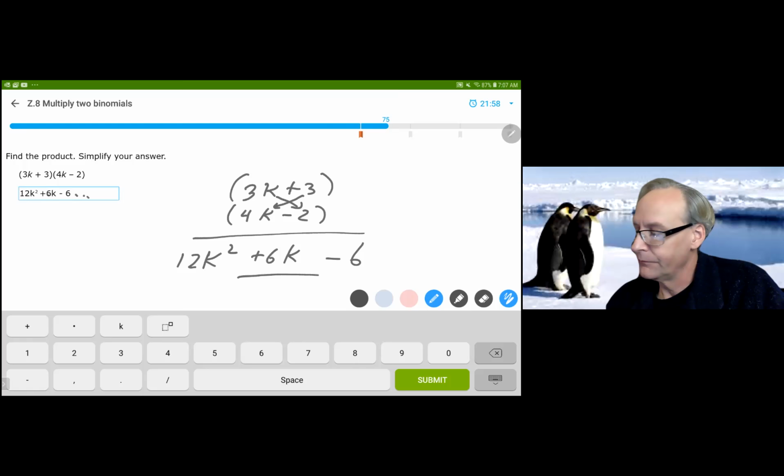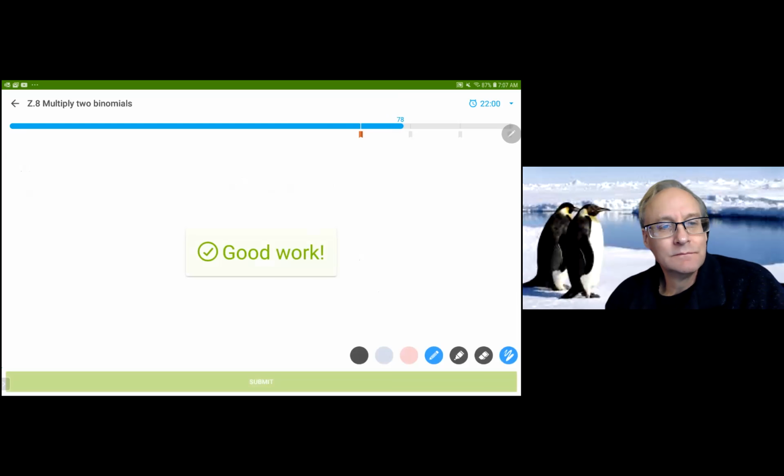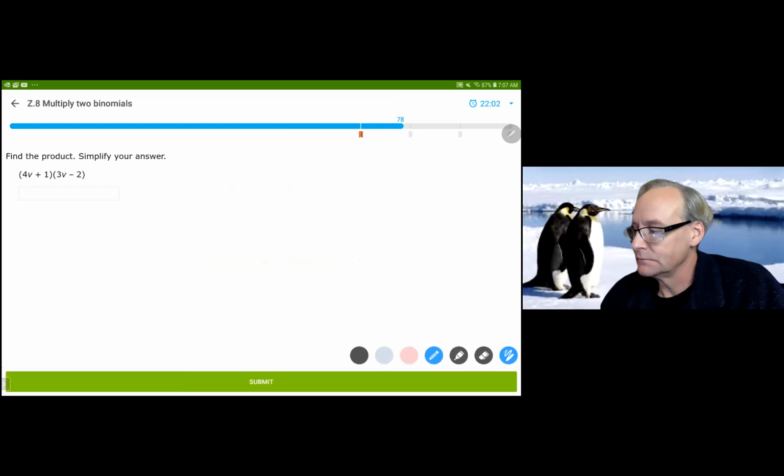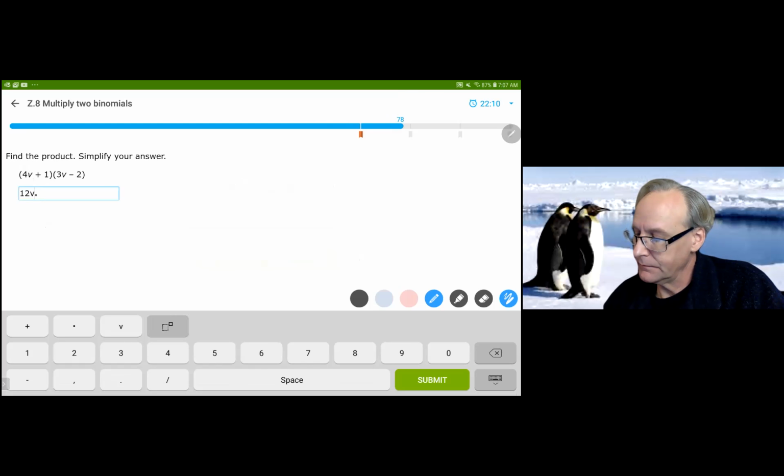There we go. Okay. Can you do it yourself? I'll bet you can. 4v times 3v is 12v squared. Now my middle term, 3v minus 8v is minus 5v. I'm putting spaces just in case. And then I have 1 times negative 2 is minus 2.